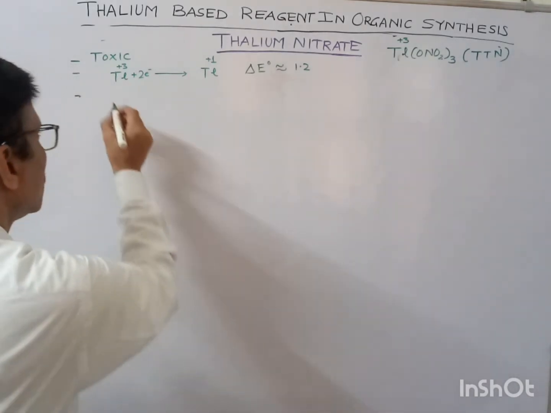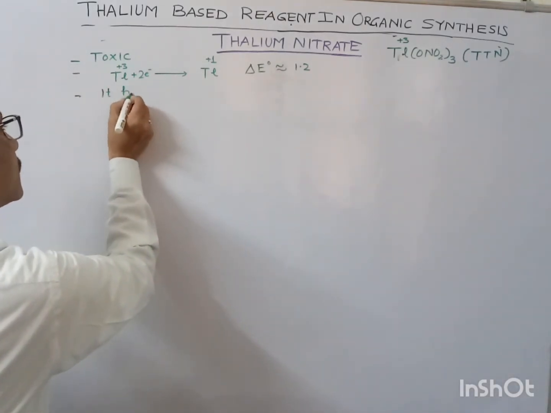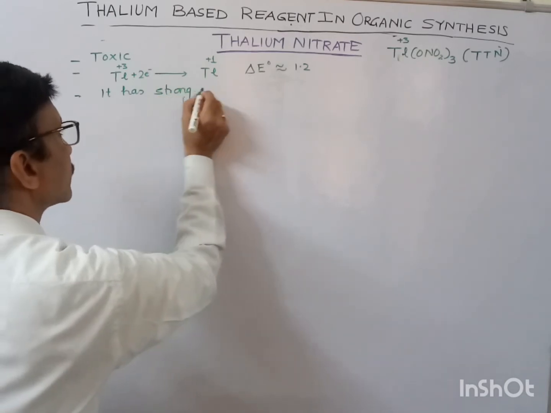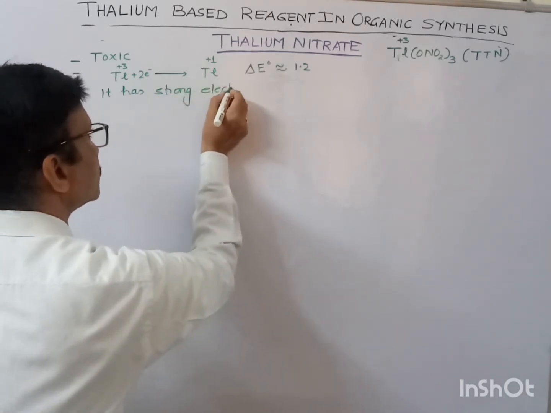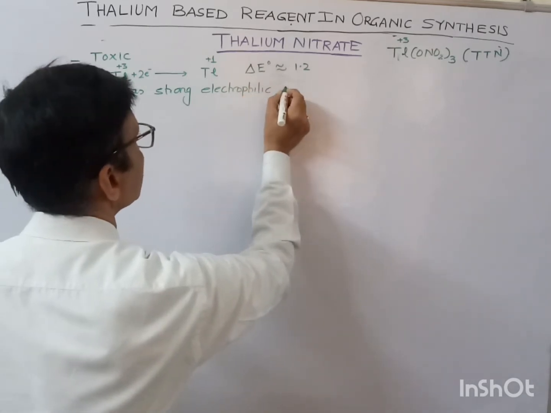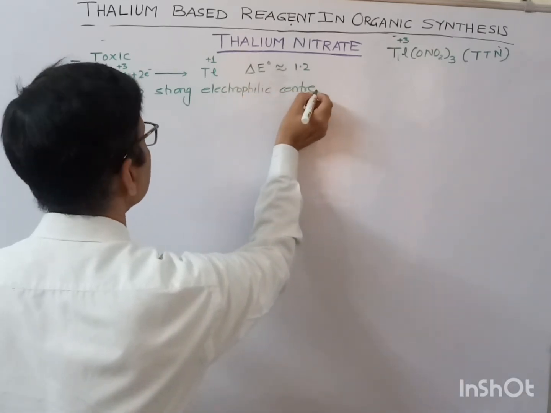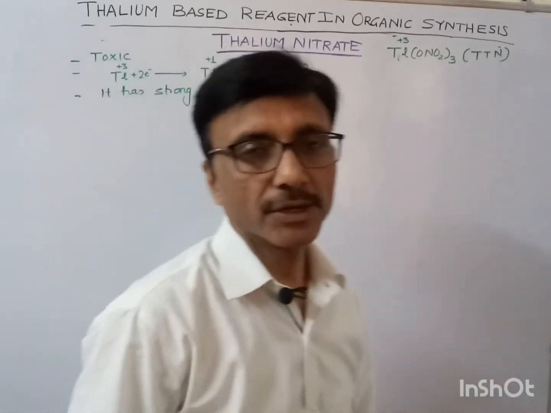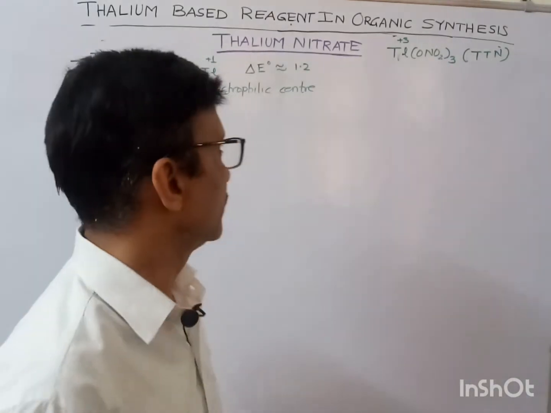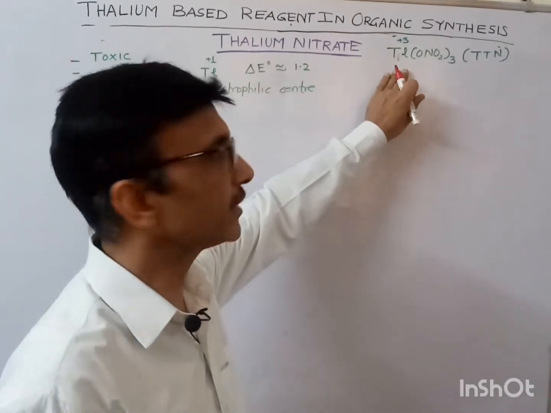As it has the +3 charge over it, it has a very strong electrophilic center. It has a strong electrophilic center, and a nucleophile can easily attack this thallium trinitrate.